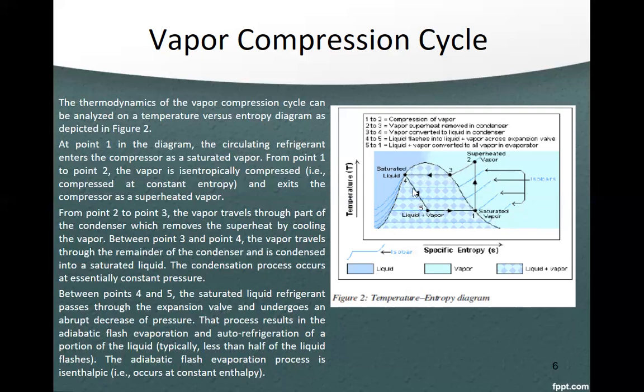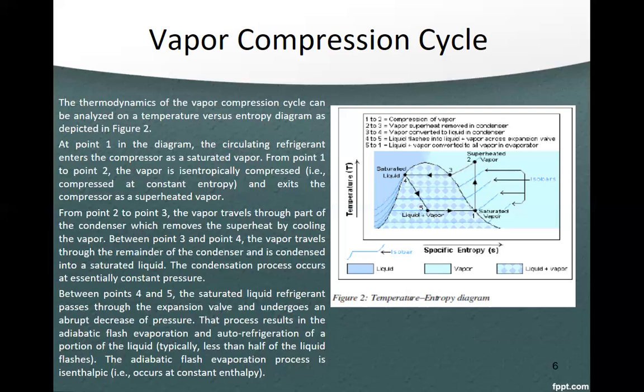Between 3 and 4, the vapor travels to the remainder of the condenser and is condensed into a saturated liquid. The condensation process occurs at essentially constant pressure. Okay, termo nyo. Between 4 and 5, the saturated liquid refrigerant passes to the expansion valve. It undergoes an abrupt decrease of pressure. So the process results in the adiabatic flash evaporation and auto refrigeration of the portion of the liquid. So typically, less than half of the liquid is vaporized. Of course, at constant enthalpy.